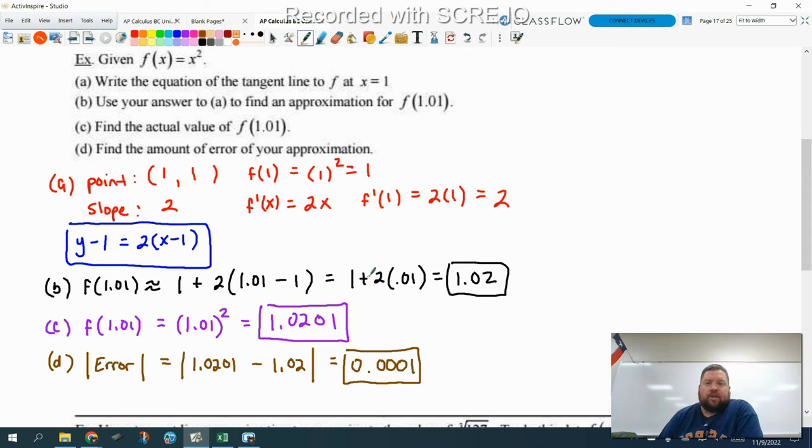And that's a very good approximation. And the reason it's so good is because we built our tangent line at x equals 1, and then we approximated at a number very, very close to 1, 1.01. All right, if we had been asked to approximate like 3.72, then our approximation would not have been very good at all because our tangent line is not close to this number.